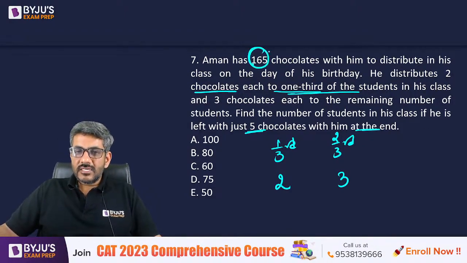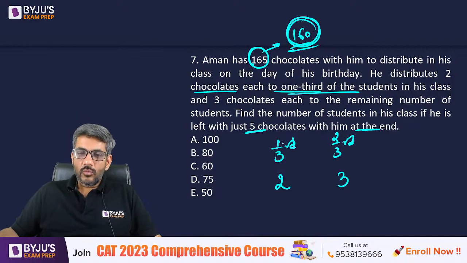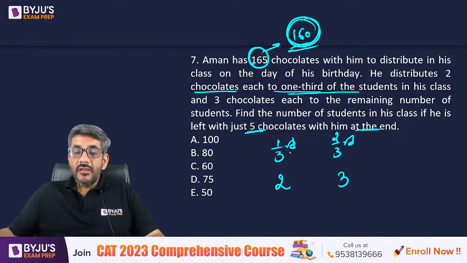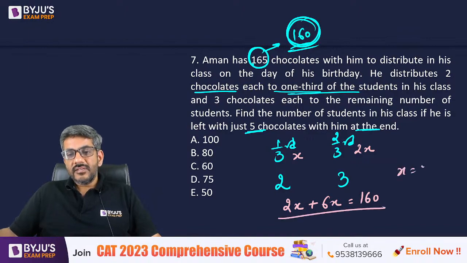If only 5 chocolates are left, that means ultimately he distributed 160 chocolates with these guys. Now, if 1/3 of the students are, let us say X, so 2/3 of the students are 2X. So X students को 2 chocolates दी, it became 2X. 2X students को 3 chocolates दी, that became 6X. And total chocolates are 160. From here, I can straight away say X is 20.